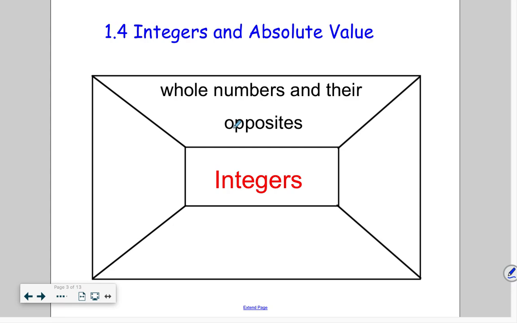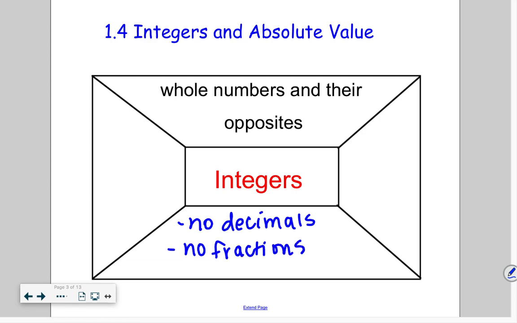Down to the very bottom down here, we have to put characteristics. There are no decimals, and there are no fractions. No decimals and no fractions. Examples. I need 5 examples of integers. Make sure that we have examples of both positive and negative integers when we're doing this.